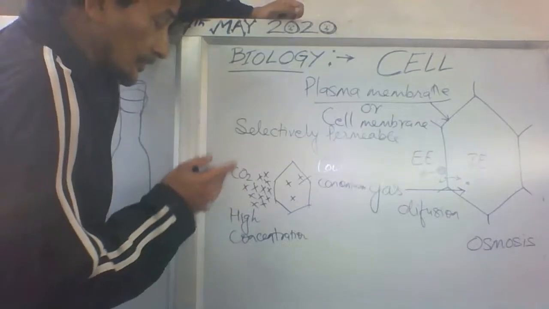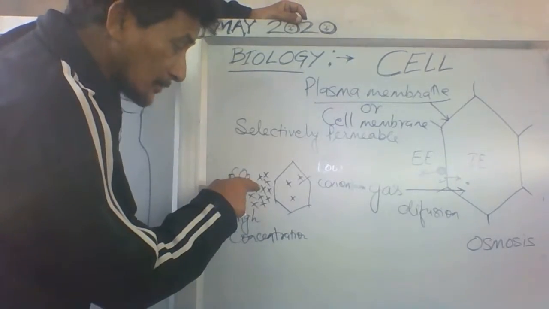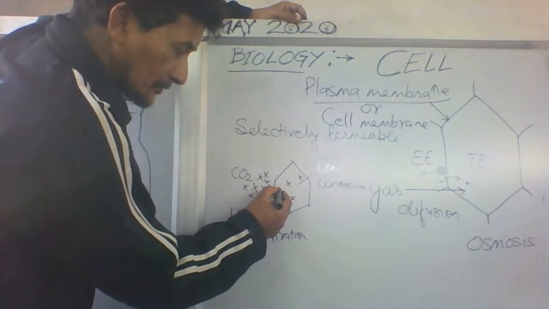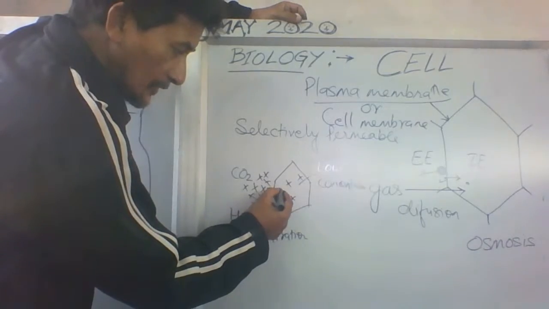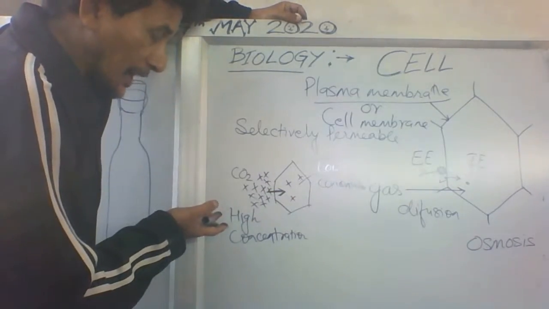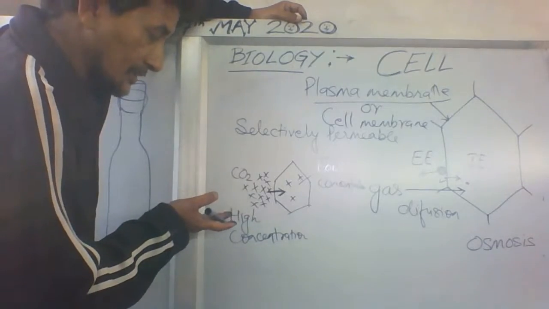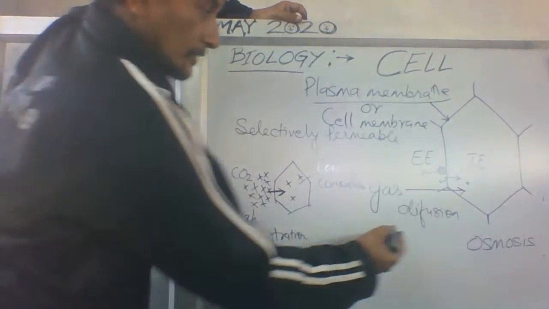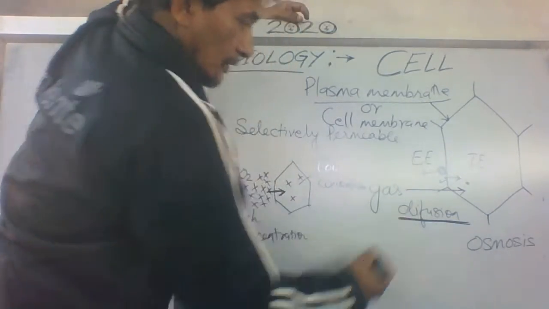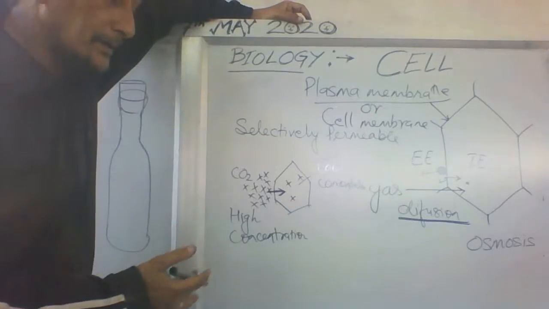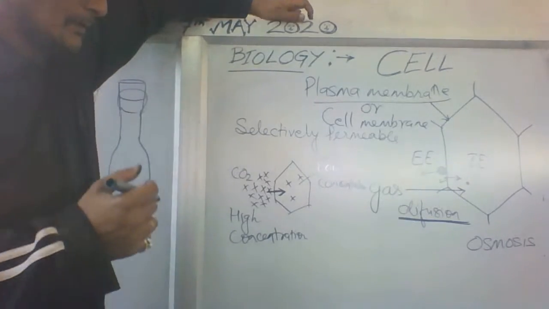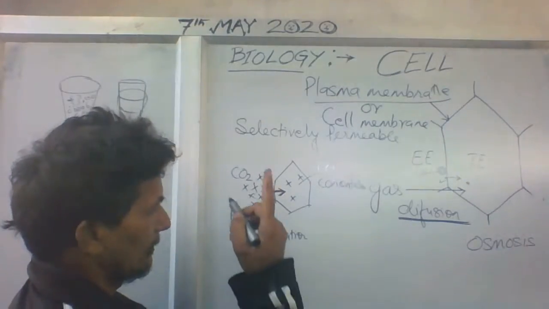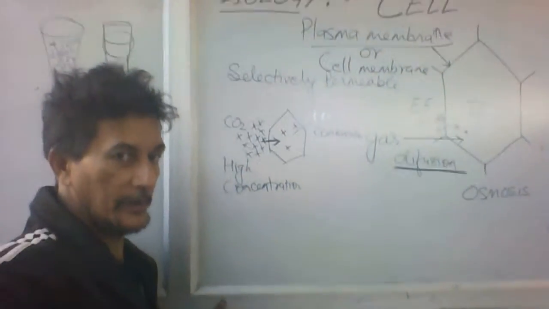Now what happens? The substances move from higher concentration to lower concentration, which means they will filter inside. This phenomenon of the movement of substances from higher concentration to lower concentration is called diffusion. This is called diffusion when it is a gas. Now, an interesting fact about it is this.